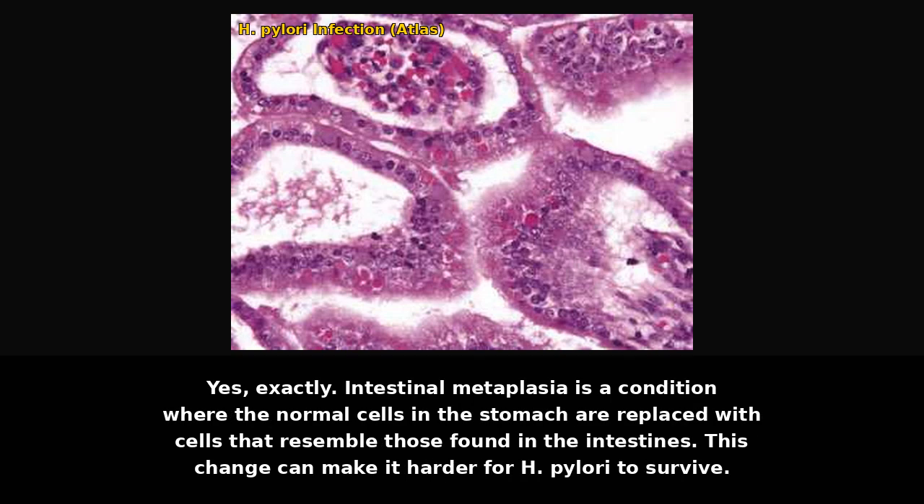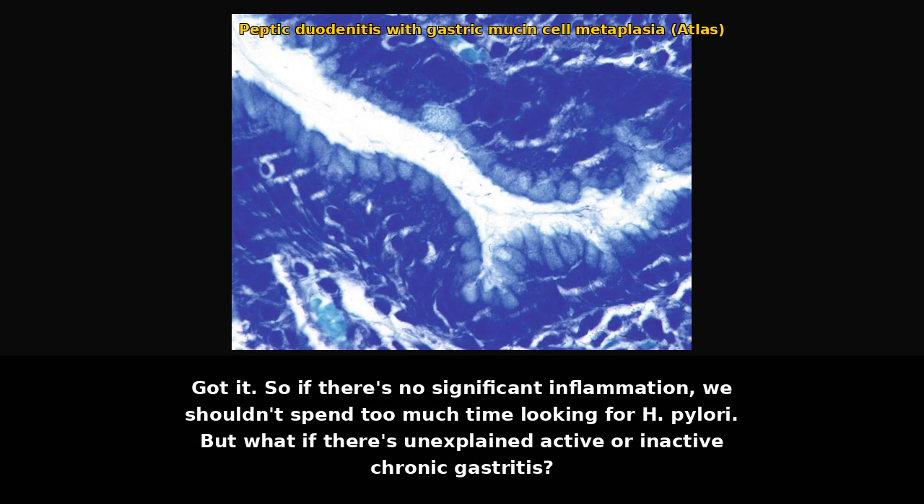Yes, exactly. Intestinal metaplasia is a condition where the normal cells in the stomach are replaced with cells that resemble those found in the intestines. This change can make it harder for H. pylori to survive. Got it. So if there's no significant inflammation, we shouldn't spend too much time looking for H. pylori.